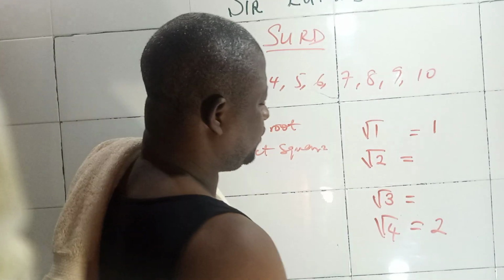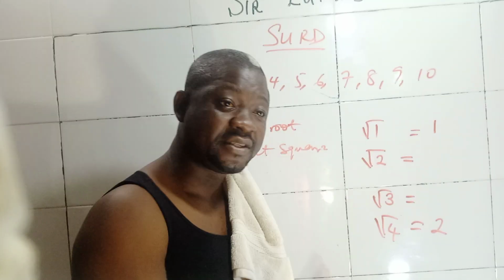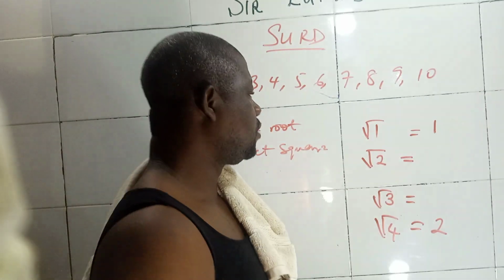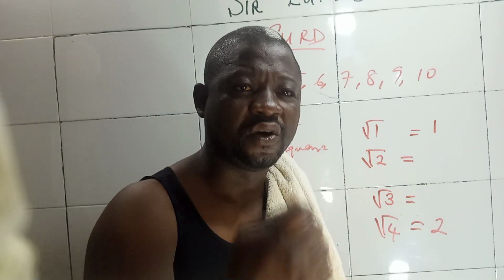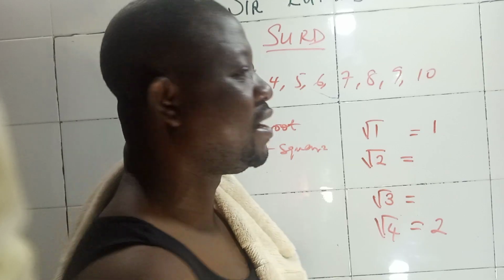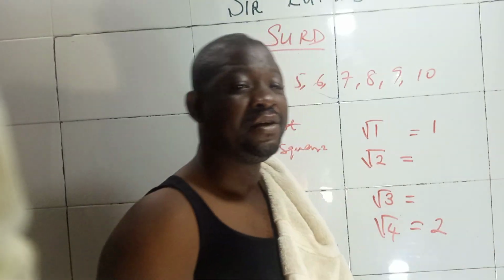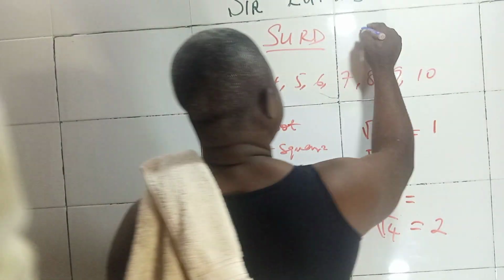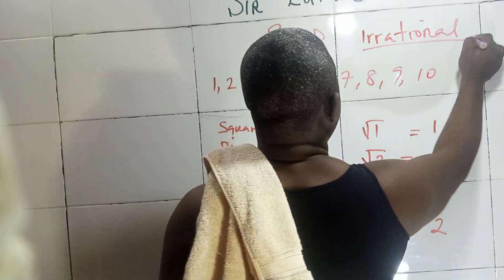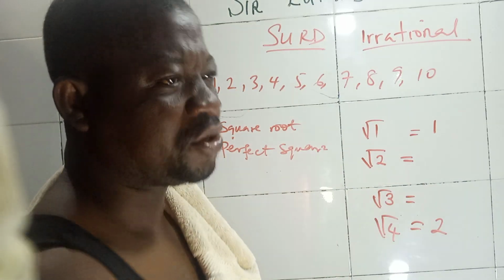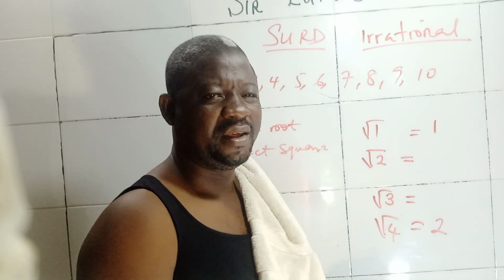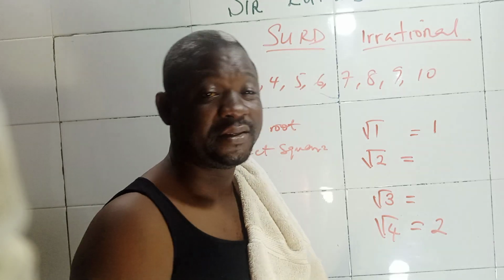But when you have a number that you cannot determine the square root of, you call that a surd, or a surd number, meaning that surd numbers are irrational numbers. Let me write it down. Irrational. When something is irrational, in the English language, they'll say it does not have sense. It does not have meaning. So you can't really determine it.